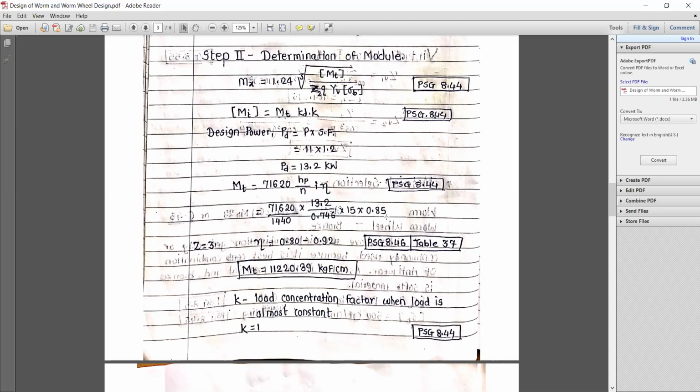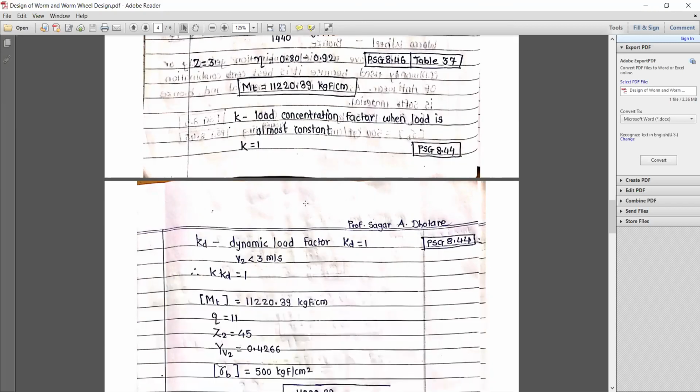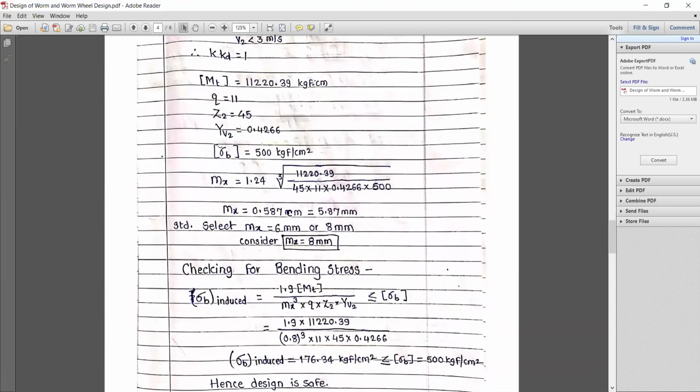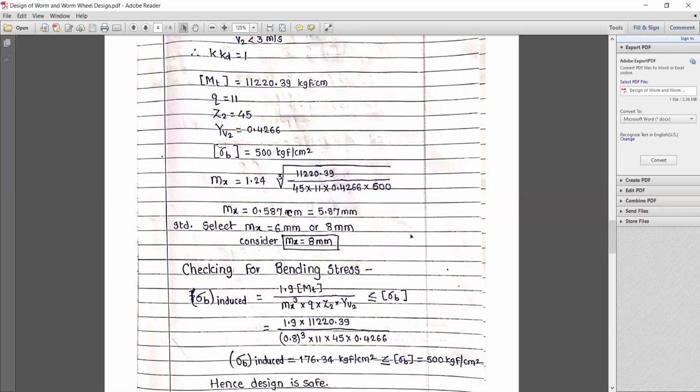Okay, so putting all the values, what do we get? The value of Mt is 11,220.39 kgf centimeter. Now we need to check this. Putting all the values in the equation, we calculate the module. The transverse module we found is 5.87 mm, or you can say 0.587 centimeter. So selecting the next standard one, either 6 or 8.